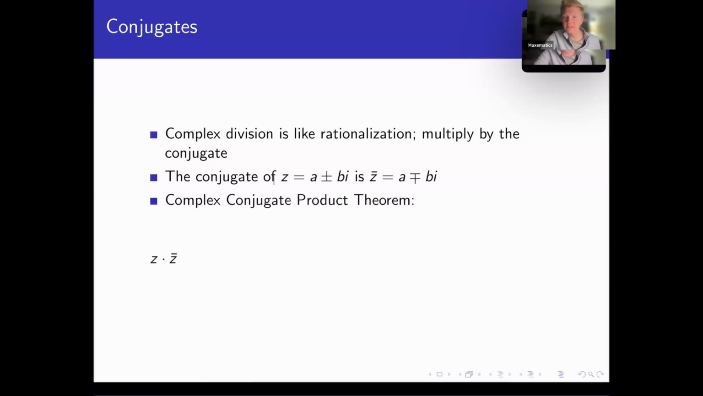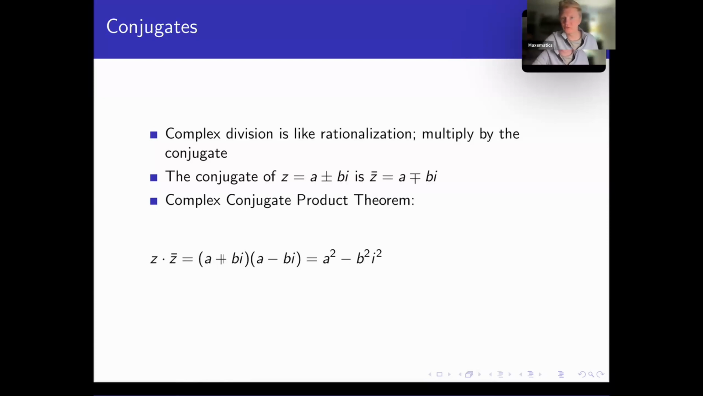So now the complex conjugate product theorem, very long mouthful, says when we multiply something by its conjugate, well, a times a is a squared, bi times -bi is -b squared i squared. Notice we don't have to do the inside, that's just foiling.